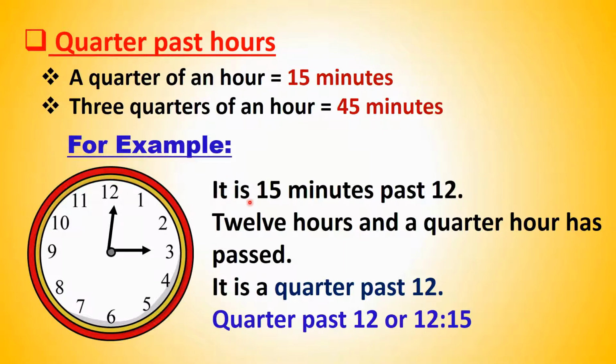The hour hand is between 12 and 1 and the minute hand is on 3. It is 15 minutes past 12. 12 hours and a quarter hour has passed. It is a quarter past 12. That is quarter past 12 or 12:15. We'll see one more example.